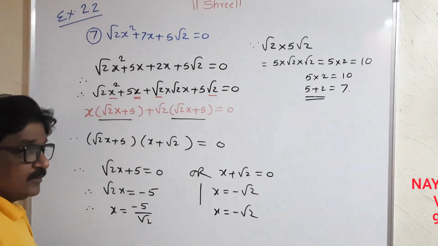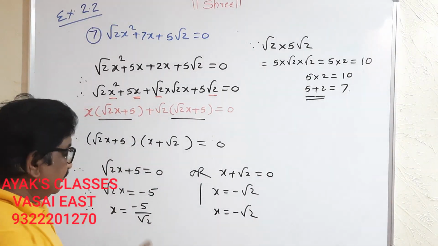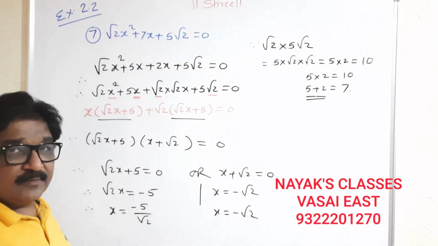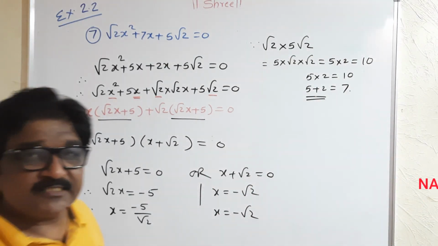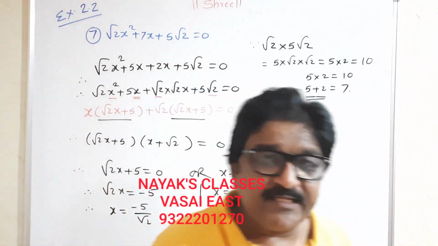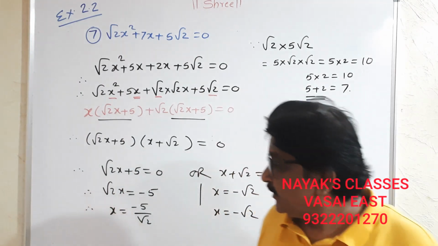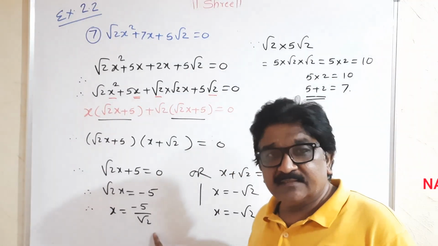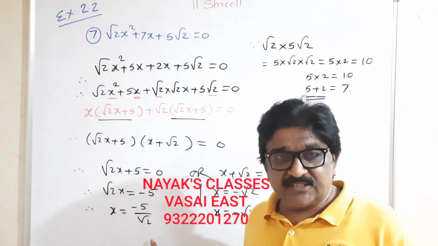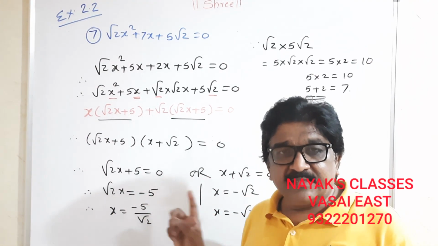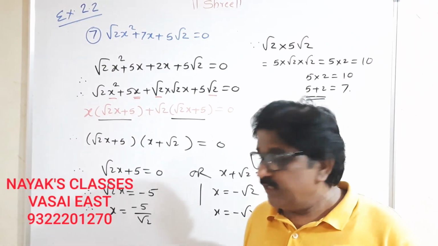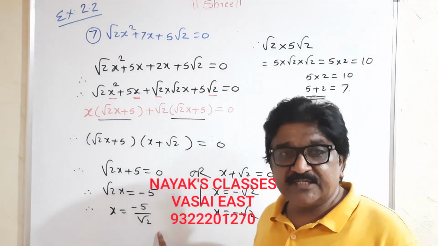Actually, your book has given minus 5 upon root 2 as the answer, but you have studied surds in 9th standard. In the denominator, root signs are not allowed. If you rationalize this denominator, the answer will be different. But for the textbook, I am keeping the answer as it is.